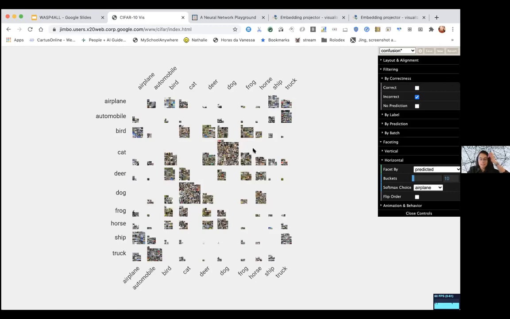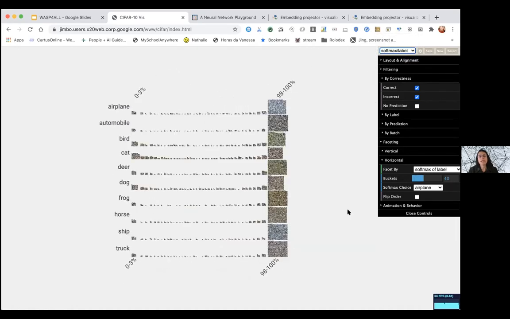So my system is getting confused between dogs and cats. So that's useful information, right? Because I can say, oh, maybe I need more training data for dogs and cats. Maybe I need to look more specifically at these two classes.